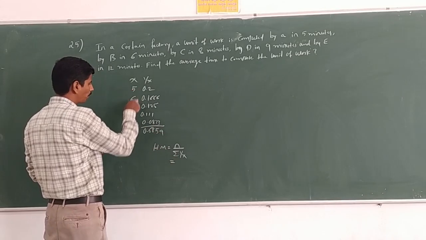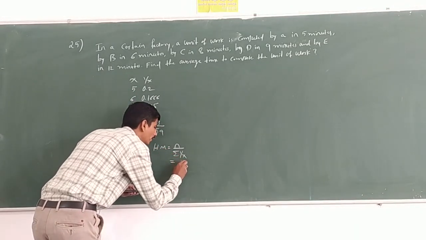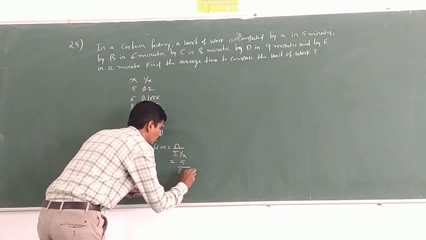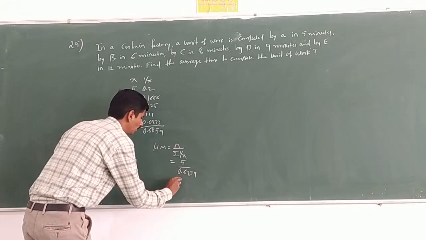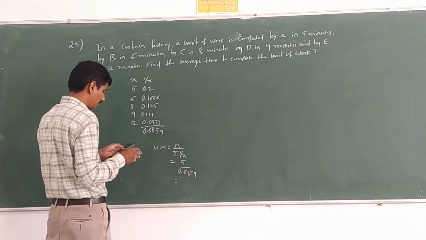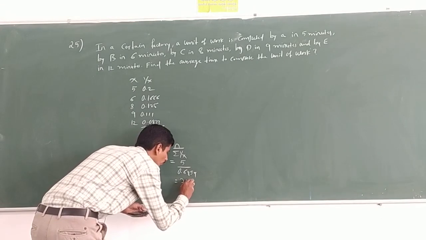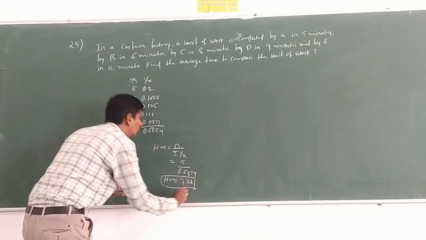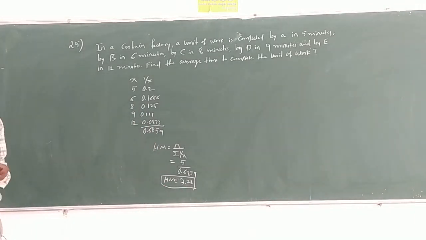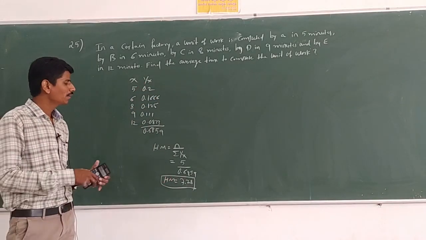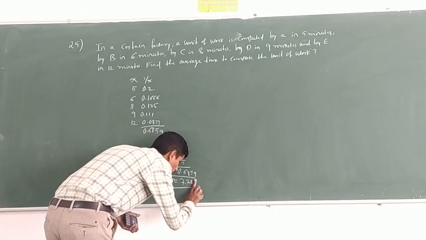n is 5, the number of observations is 5. So 5 divided by 0.6859 is 7.28. Here HM equal to 7.28. The average time to complete the unit of work is 7.28 minutes.